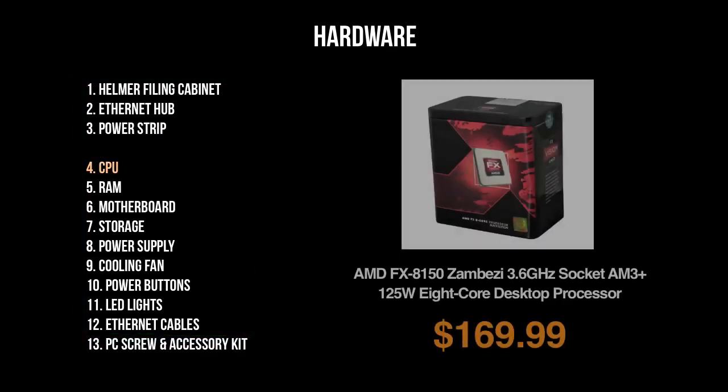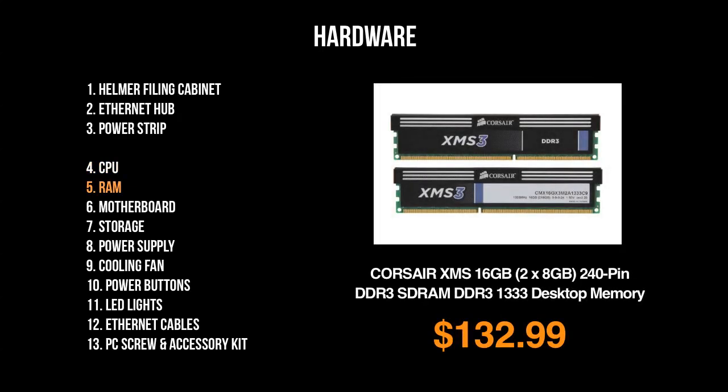Item 4, the CPU. There's room for debate here, but I tend to think that the quantity of cores is a little more important than the speed when it comes to farm rendering. So I went with an 8-core 3.6 GHz Zambezi processor from AMD. Item 5, the RAM. The general rule of thumb when it comes to rendering is the more the merrier. In this case, the Corsair 16 GB 2-stick combination fits my budget best.